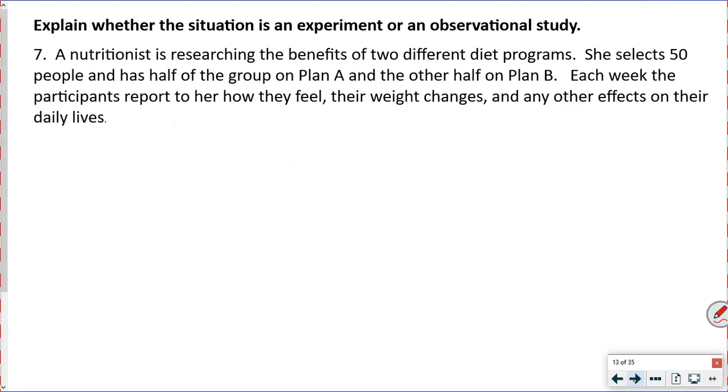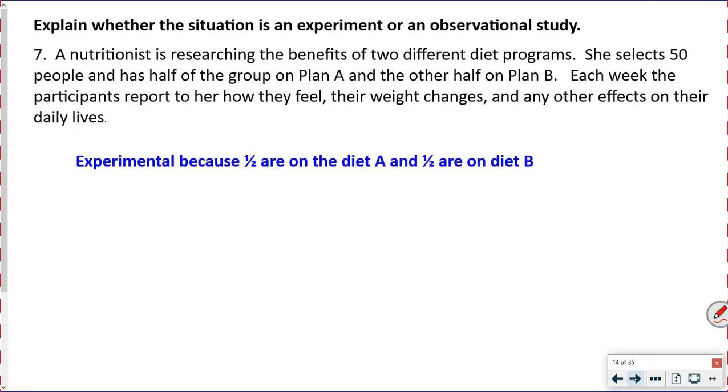A nutritionist is researching the benefits of 2 different diet programs. She selects 50 people and has half of the group on Plan A and half on Plan B. Each week, the participants report how they feel, their weight changes, and any effects on their daily lives. So this one would absolutely be an experiment because half are on Diet A and half are on Diet B.